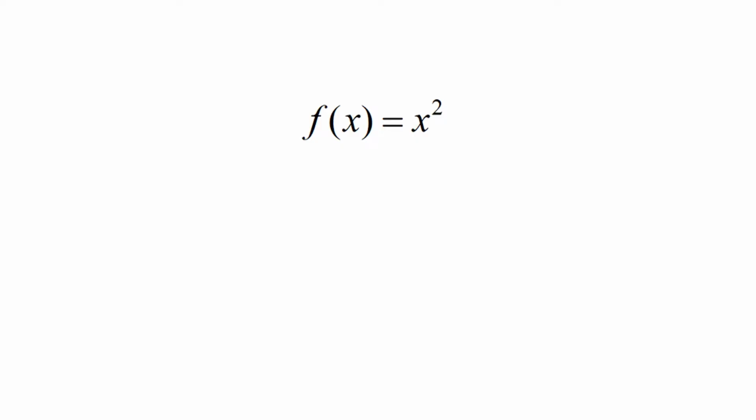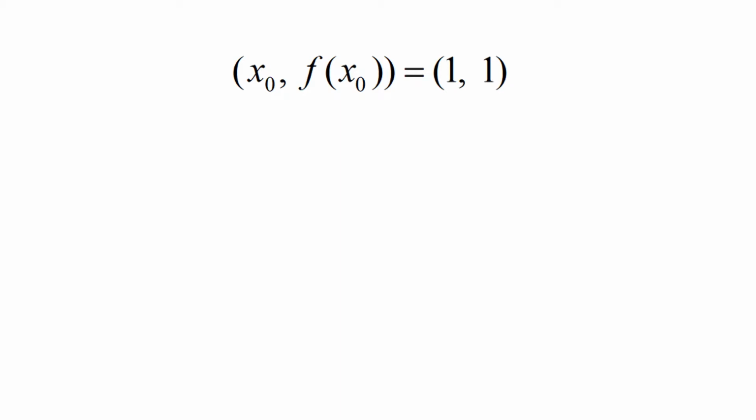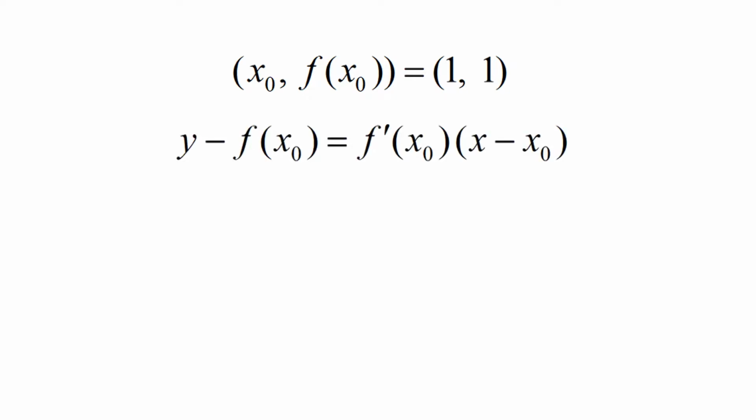Let us begin by noting that the function f(x) = x², whose graph is a parabola, is differentiable everywhere with its derivative given by f'(x) = 2x. In particular, it is differentiable when x = x₀ = 1. Then the tangent to the parabola at the point (x₀, f(x₀)), which is (1, 1), is obtained by the formula y − f(x₀) = f'(x₀)(x − x₀).